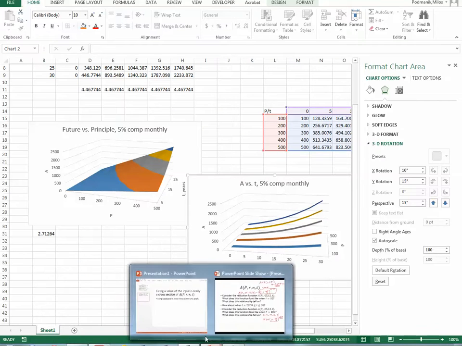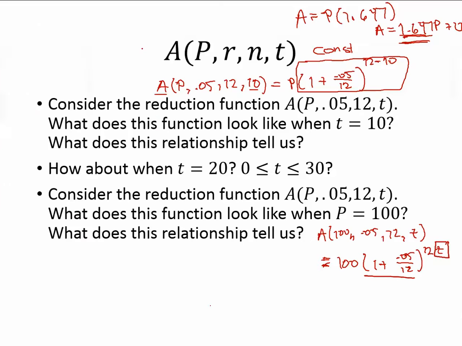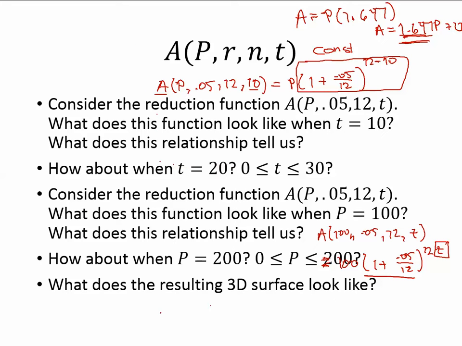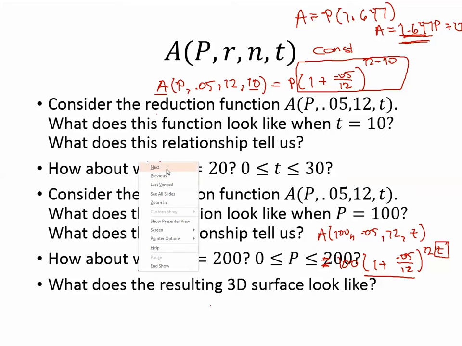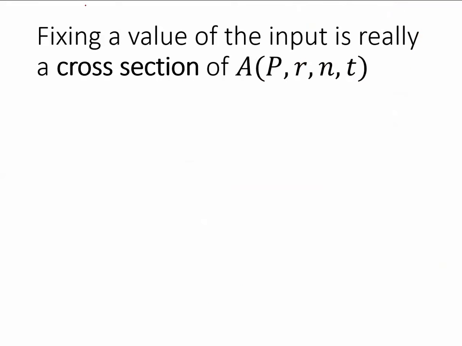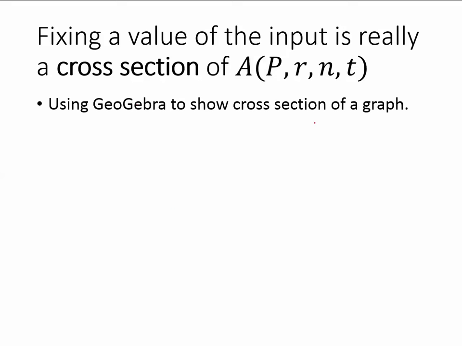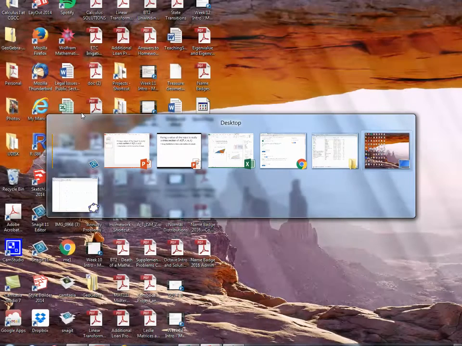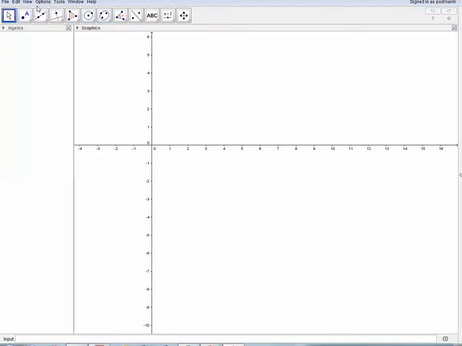Okay, and so now we could also look at this one other way. That other way is to think about holding a value of the input fixed as a cross-section of the graph. We can do this in GeoGebra, and it's a little bit tricky. You have to be careful because GeoGebra doesn't allow you to do a lot of 3D scaling.